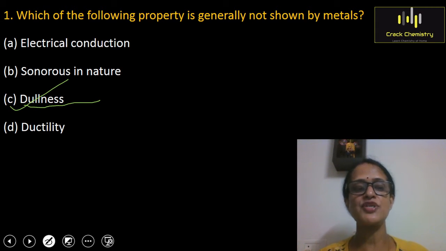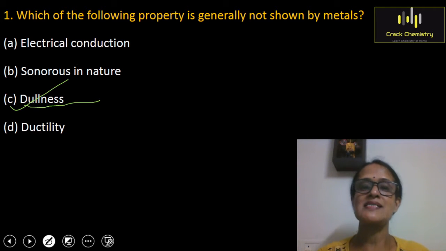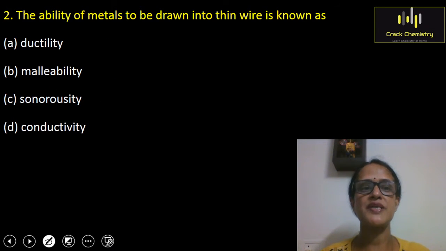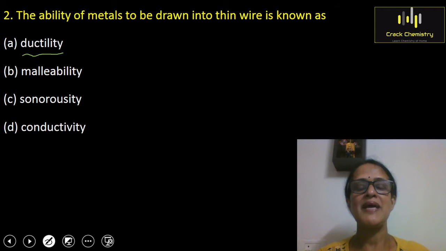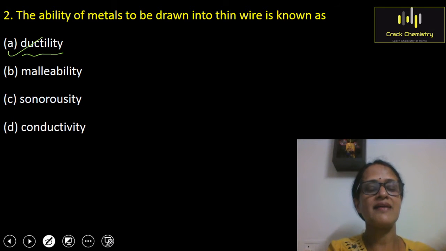Now we will consider the fourth property also. Fourth property is ductility. Metals are ductile. Ductile means they can be drawn into thin wires. Next question is, the ability of metals to be drawn into thin wire is known as ductility. Ductility we have discussed in previous question. Metals can be drawn into thin wires. So, correct option is option A, ductility.